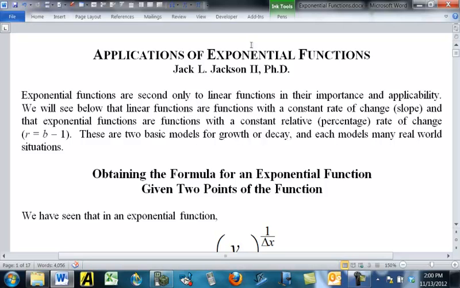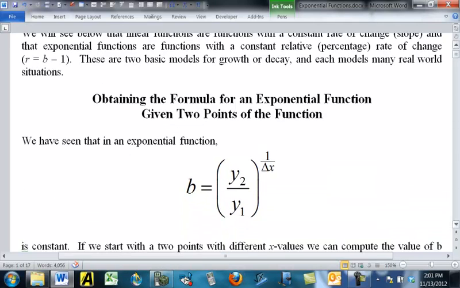And so these two ways of growing or decaying, increase or decrease, growth or decay, are two basic ways that functions could experience growth or decline. And these have lots of real-world examples that model them. So let's look at a couple of different examples here and things that we can do.